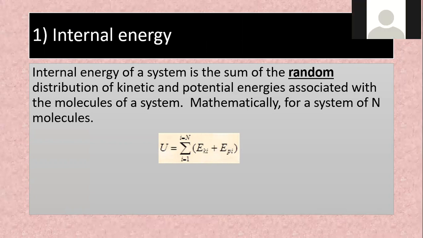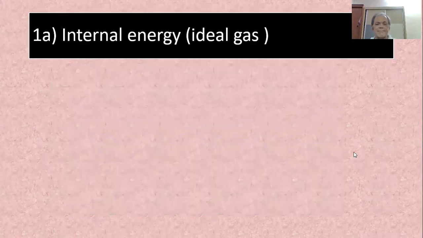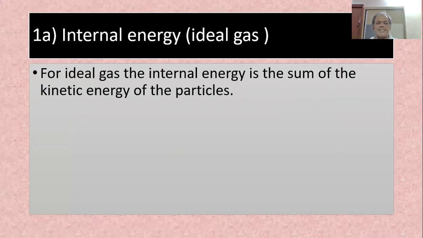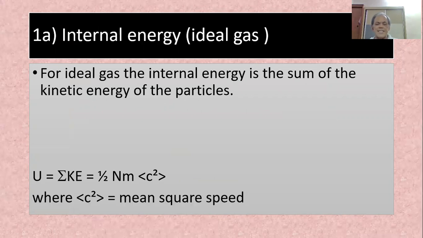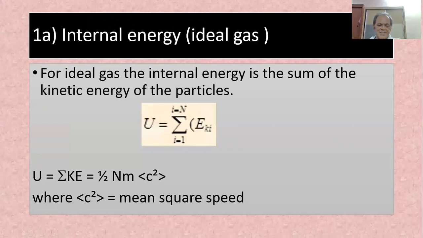Understood. So internal energy is determined by the state of a system, and it can be expressed as a sum of kinetic and potential energy, as I've written and summarized for you there. But if it's ideal gas, remember ideal gas is the sum of kinetic energy of the particles. There's no intermolecular force, so there's no potential energy. No spring, no intermolecular force.